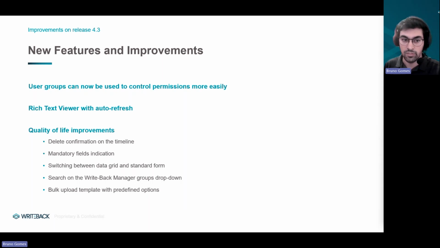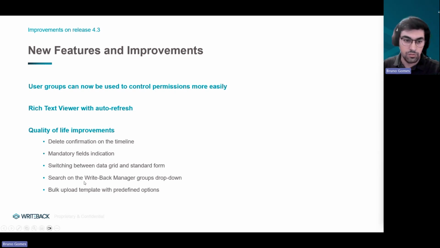Another very highly requested feature was the switch between data grid and standard form. When you're configuring Writeback for the first time, you decide that you want to go with the data grid, for example, but then you realize that maybe that's not exactly the one, and you want to go back to the form. You can now do that. Just go edit the configuration, toggle, and save.